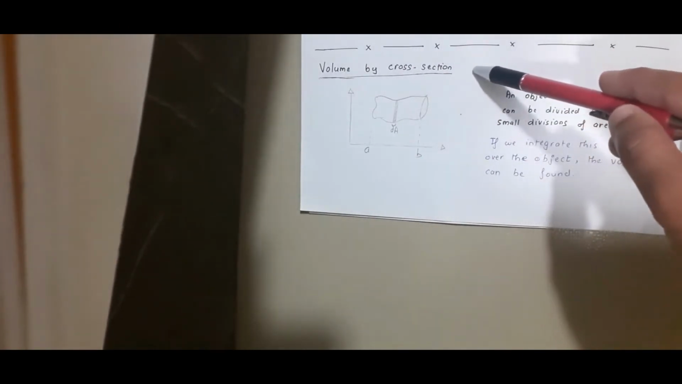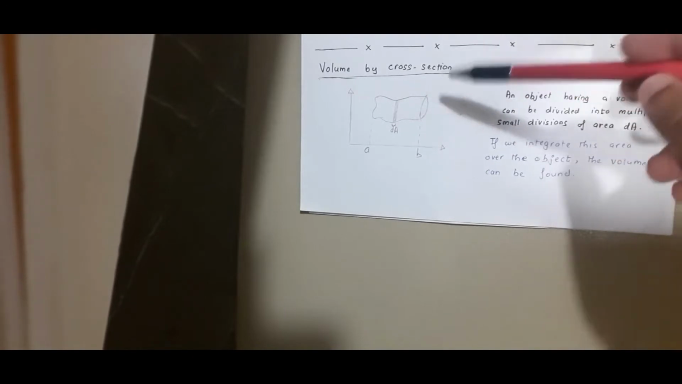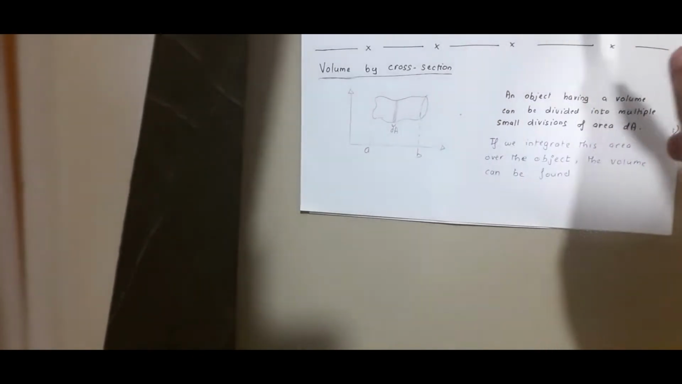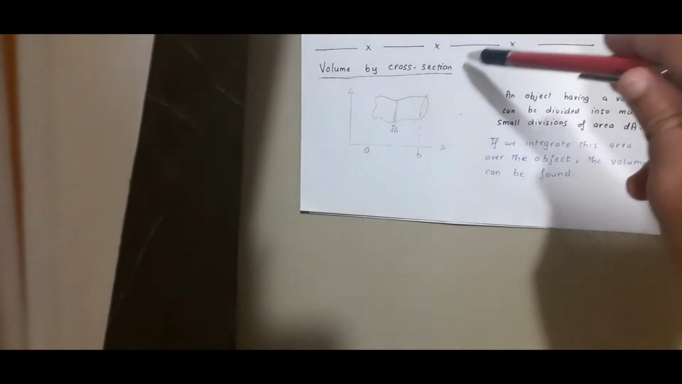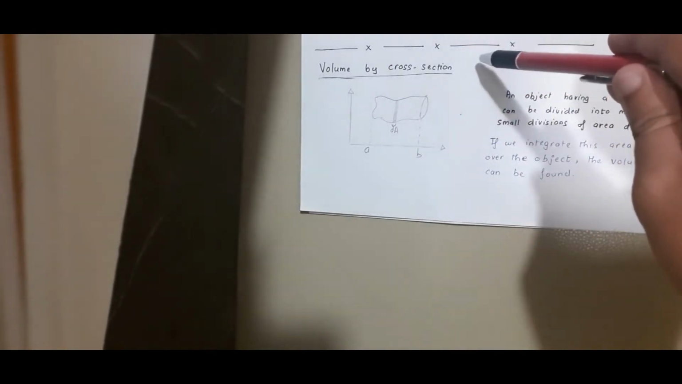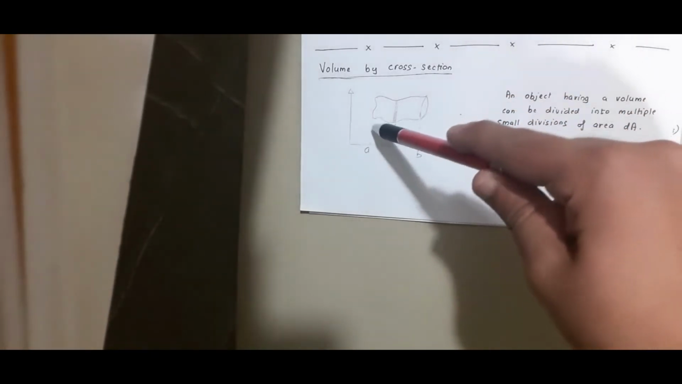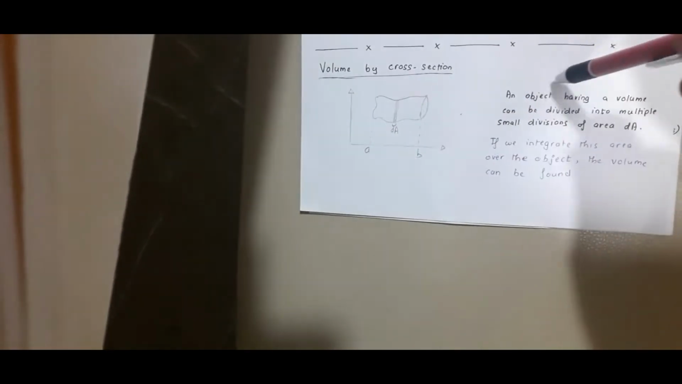So here let's start by taking volume by cross section. In the previous video we saw how we can integrate the area between curves, but that was for a 2D figure. Now we need the volume by cross section, so we are finding the volume of a 3D figure. So consider any random geometric shape, which I'm calling an object.